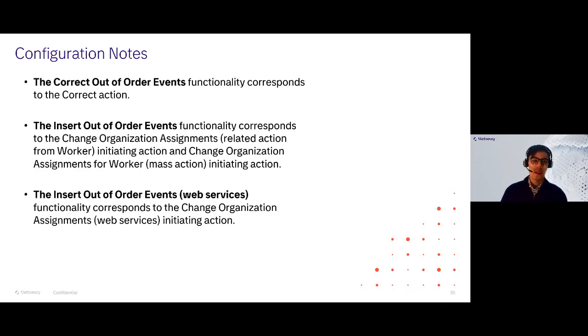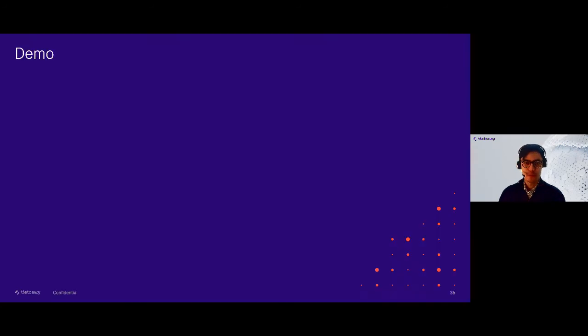To be a bit more detailed before showing you the demo, the correct out of order event functionality correlates with the correct action in the worker history, whereas the insert out of order events correlates to the functionality change org assignment in related actions, as well as the mass action initiating action, both in the interface as well as the web services. But let me show you a demo so you know what I'm talking about.